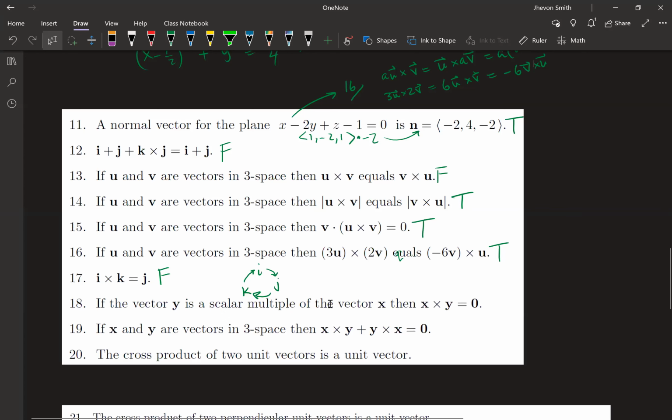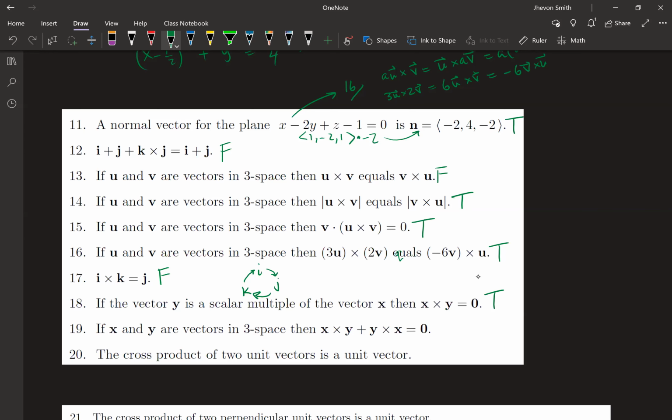If the vector y is a scalar multiple of the vector x, then the cross product is the 0 vector. True or false? True. We know that if two vectors are parallel, the cross product is the 0 vector. And one vector being a scalar multiple of the other means they're parallel. And we know that because the magnitude of the cross product is the product of the magnitudes of the vectors times sine of theta.